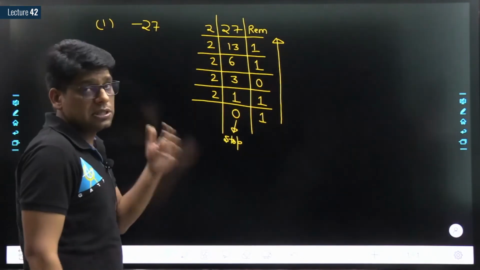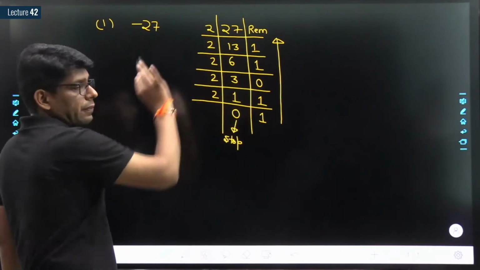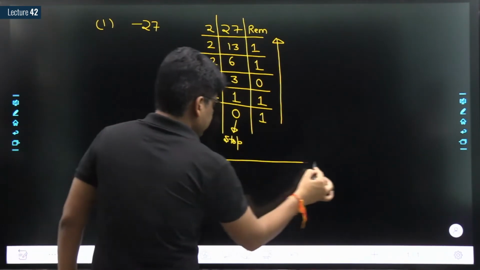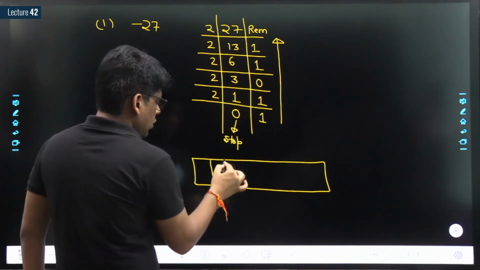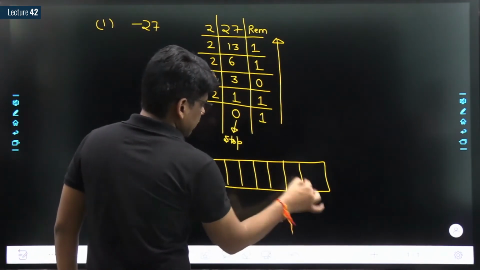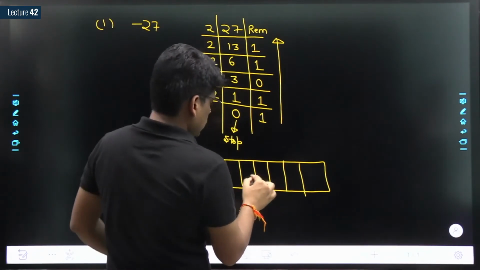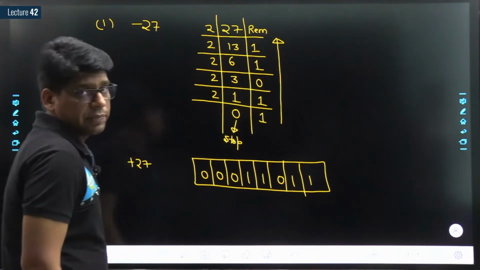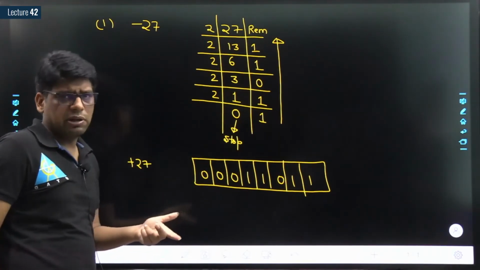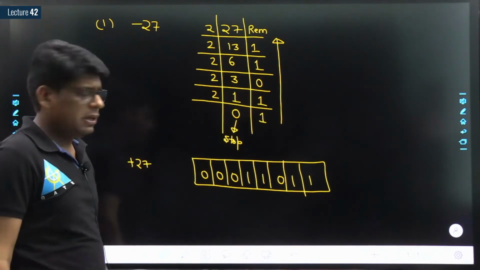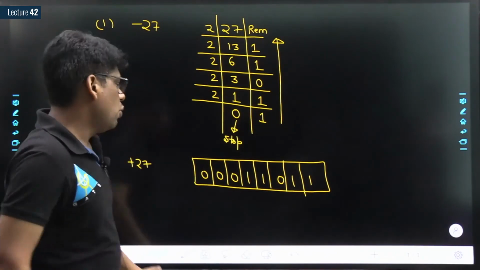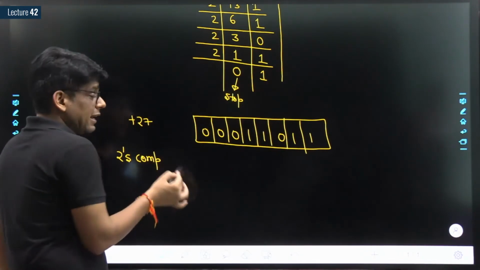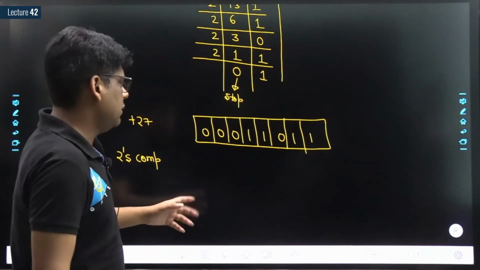Okay, sir. What is the process? First we find the binary equivalent for plus 27. Okay, that means 1, 2, 3, 4, 5, 6, 7. Sir, 0, 0, 0, 1, 1, 0, 1, 1. This is the binary equivalent for plus 27. Positive numbers are stored as it is. So if you ask me plus 27, this is plus 27. Now, sir, we will find the 2's complement. Why? Sir, negative numbers are stored in 2's complement form.